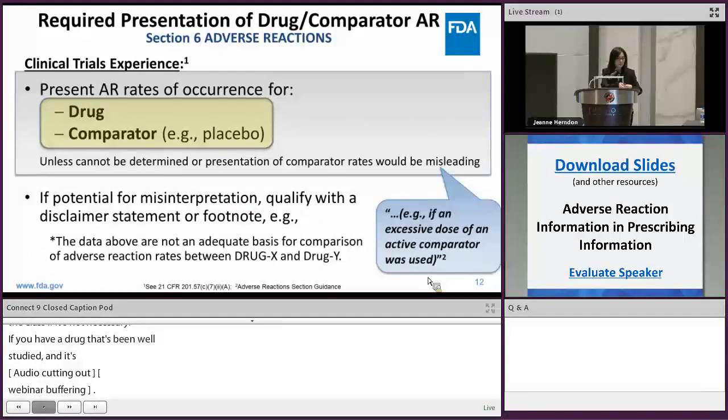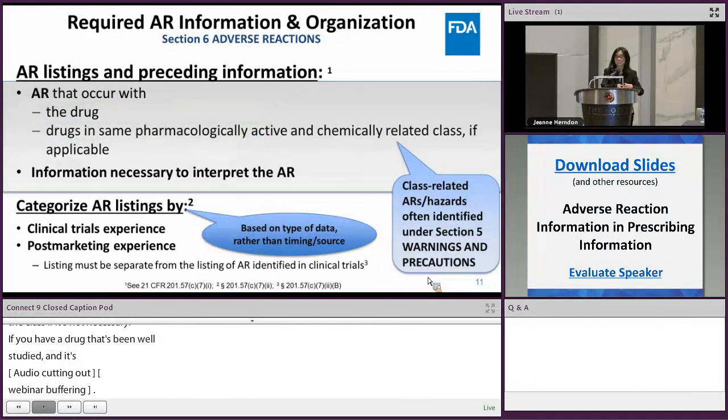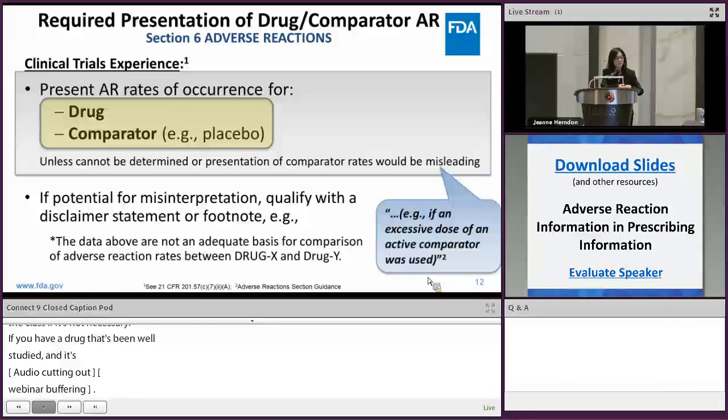Okay, so within, as we said, two buckets, clinical trials experience and post-marketing experience. Within the clinical trials experience group, you want to present the adverse reaction rates for both the drug and the comparator, for example, placebo. The exception to this would be if you can't determine the rates for the comparator, or if you think the presentation of those comparator rates is misleading. And the guidance gives an example of what they mean by misleading. For example, if an excessive dose was used for the active comparator, which might make your drug look seriously safer than the active comparator, that's an example of misleading.